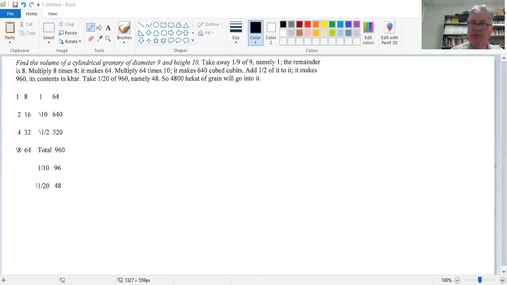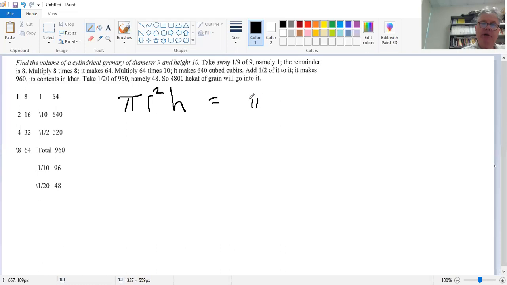Okay, continuing with the problems I gave you. The fourth problem was to give a commentary on what happened here. So they're trying to find the volume of a cylinder. Now we would find the volume of a cylinder using pi r squared h, or in terms of diameter, that would be pi d on 2 squared times h. So that's pi on 4 times d squared times the height.